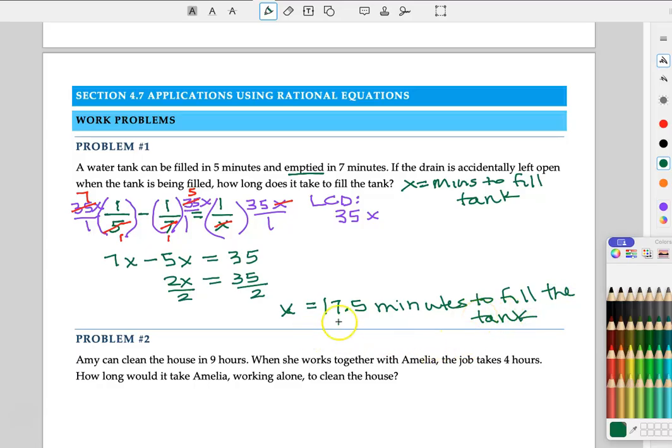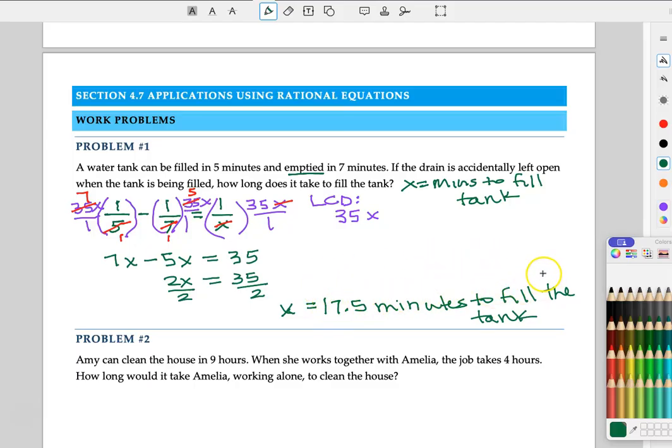So, and it makes sense because remember, if it takes 5 minutes to fill it up when it's plugged, if the drain isn't open, then we expect that it will take a lot longer to fill up if most of it's being emptied out as it's filling up. So that seems like a reasonable answer.